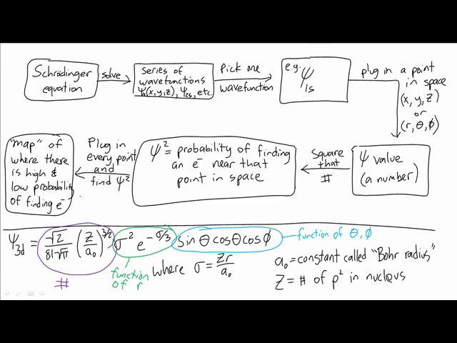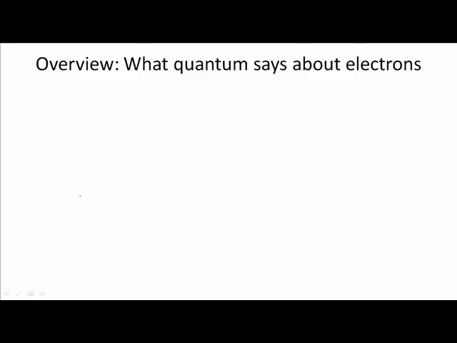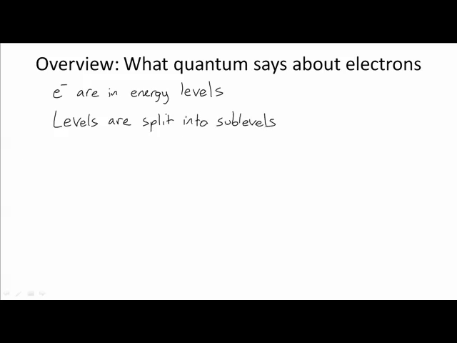All right. So someone has gone through this process, and essentially, I guess I could have drawn that picture right here. Essentially, it says that electrons are in energy levels. Levels are split up into sublevels. Sublevels are split up into orbitals.